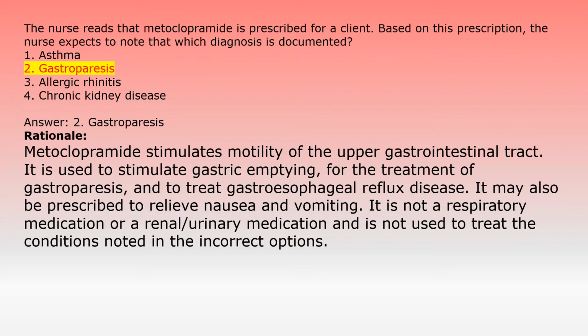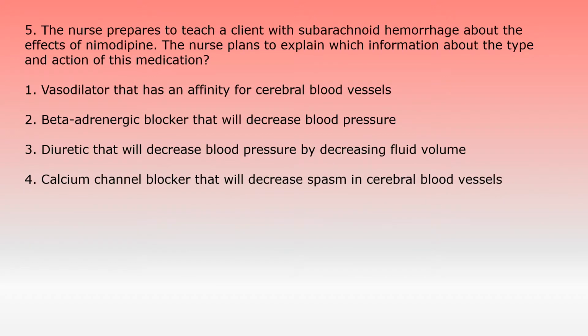Answer. 2. Gastroparesis. Rationale. Metoclopramide stimulates motility of the upper gastrointestinal tract. It is used to stimulate gastric emptying for the treatment of gastroparesis and to treat gastroesophageal reflux disease. It may also be prescribed to relieve nausea and vomiting. It is not a respiratory medication or a renal urinary medication and is not used to treat the conditions noted in the incorrect options.